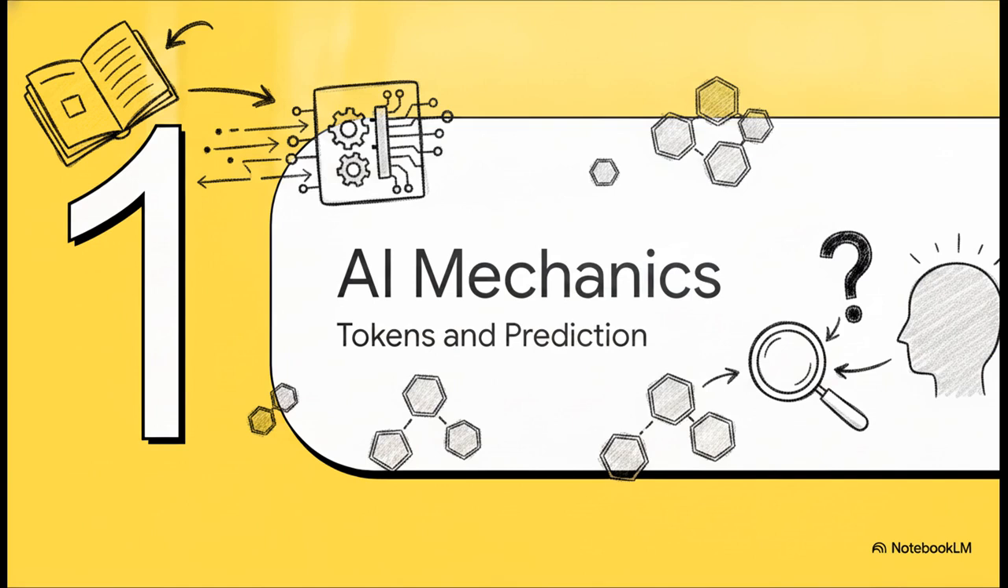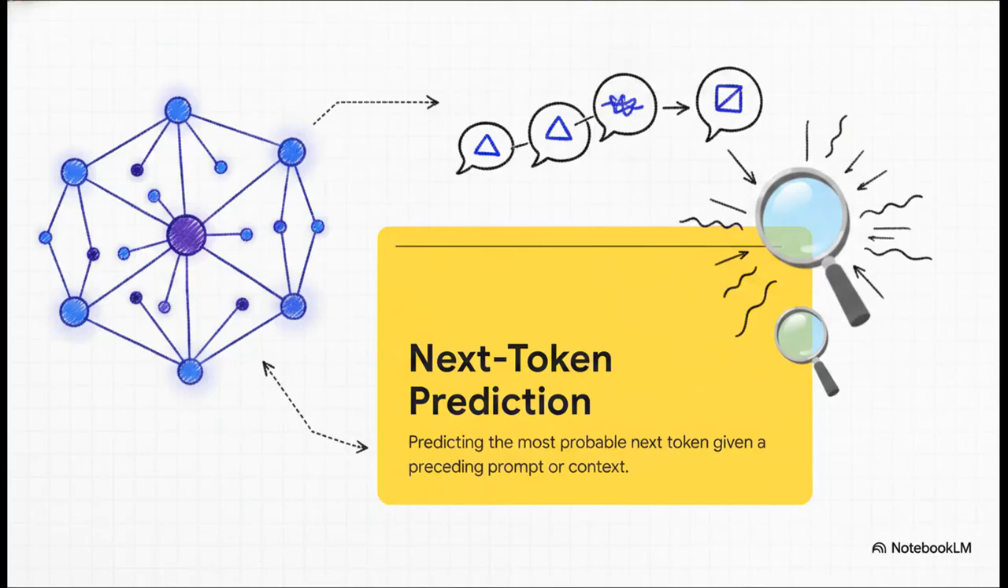Section 1. AI mechanics, tokens and prediction. To actually command an AI effectively, we've got to understand how large language models read and generate text. A huge misconception is that AI runs on strict, logical grammar rules like a regular computer program. Actually, scratch that, it doesn't at all. At its core, an LLM is a giant neural network, usually built on the transformer architecture, that relies on this concept called next token prediction.